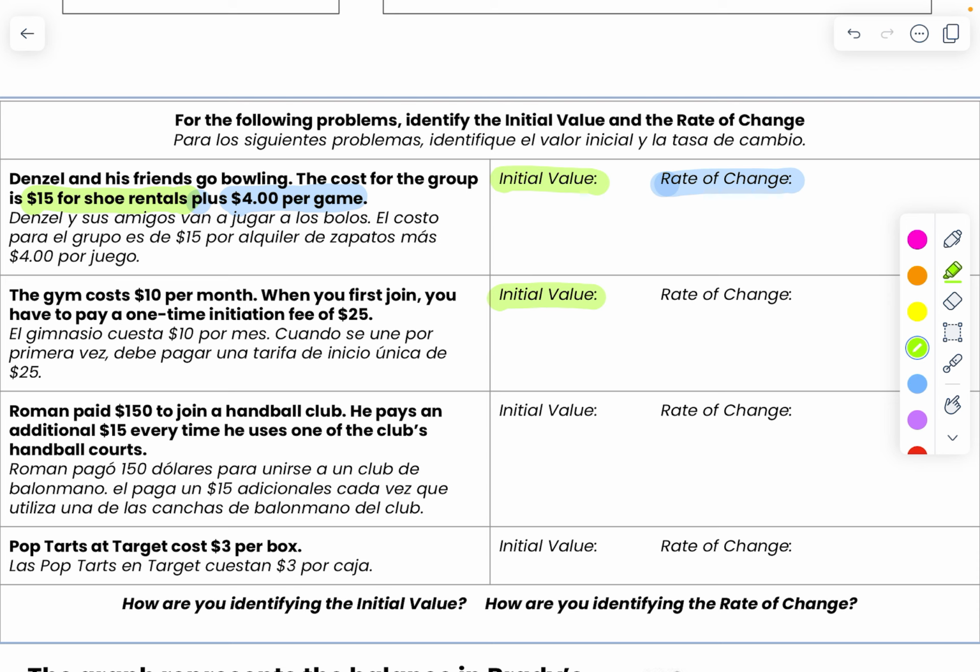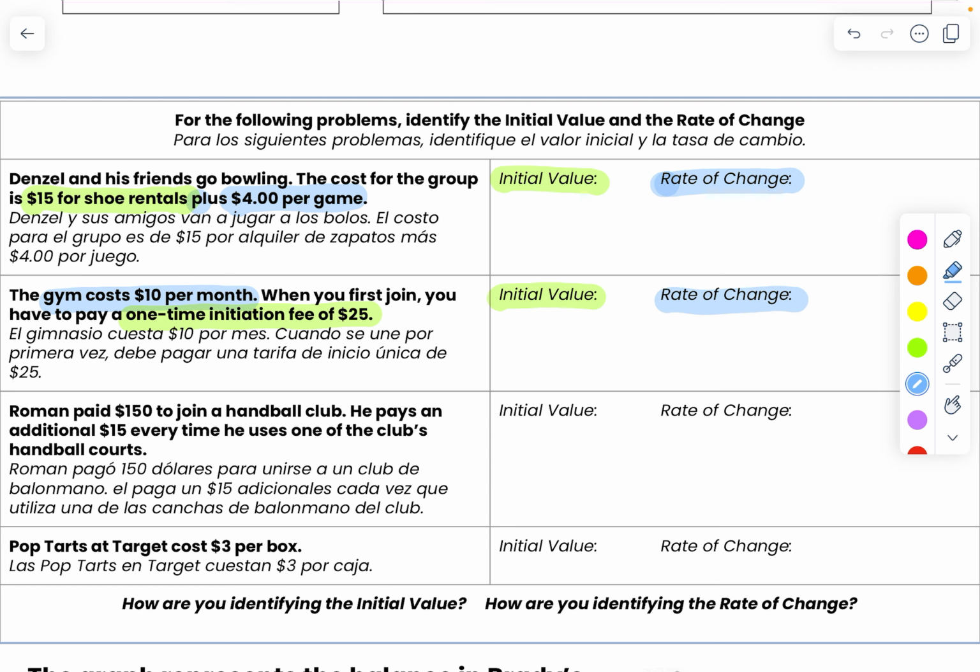Something to think about is it's like a one-time thing, right? It's a non-negotiable. So this one-time fee of $25, I'm going to have to pay that no matter what, whether I work out that day or sometime later that week or 3 times that week, right? I'm going to have to pay that one-time fee of $25. And then for every single month, I'm going to have to pay my $10 per month. That is going to be my rate of change. Every month, I'm going to get charged $10, which is a great deal.